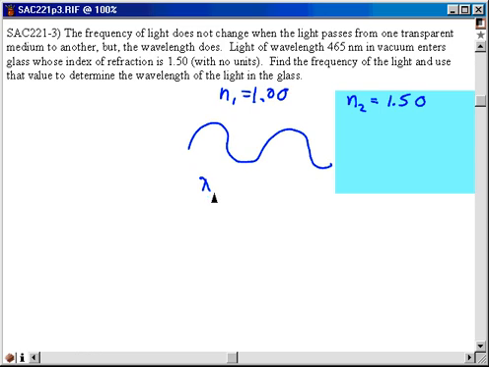So over here we got lambda 1 is equal to 465 nanometers, but here lambda 2, we don't know what it is, and that's what they want to know. The thing is, whatever the frequency is in this region, that's the frequency over here, so we don't need any subscripts. I'll just call it F, and I get the same frequency for the light there. Now, first off, let's go ahead and get that frequency.